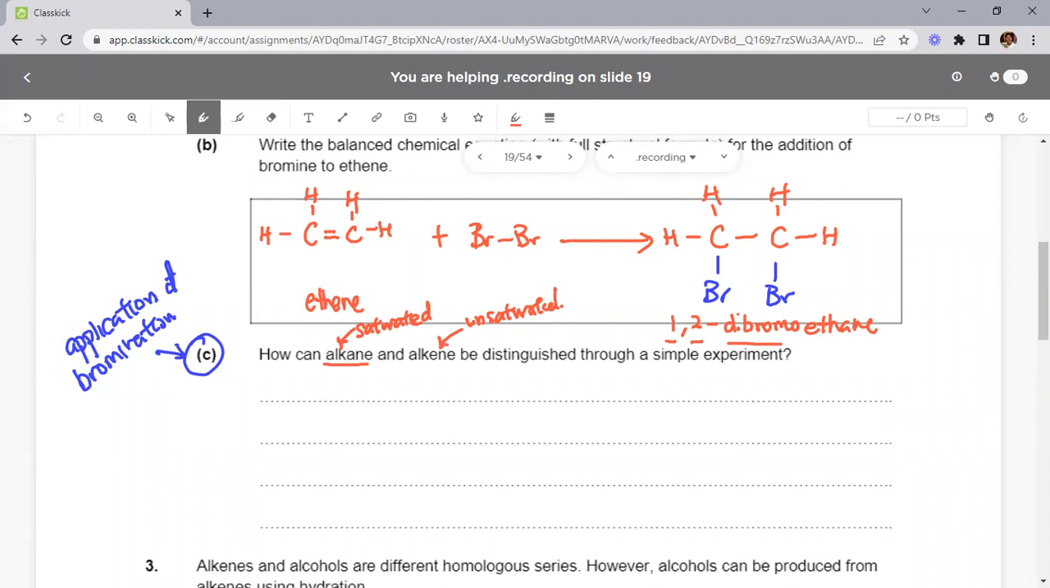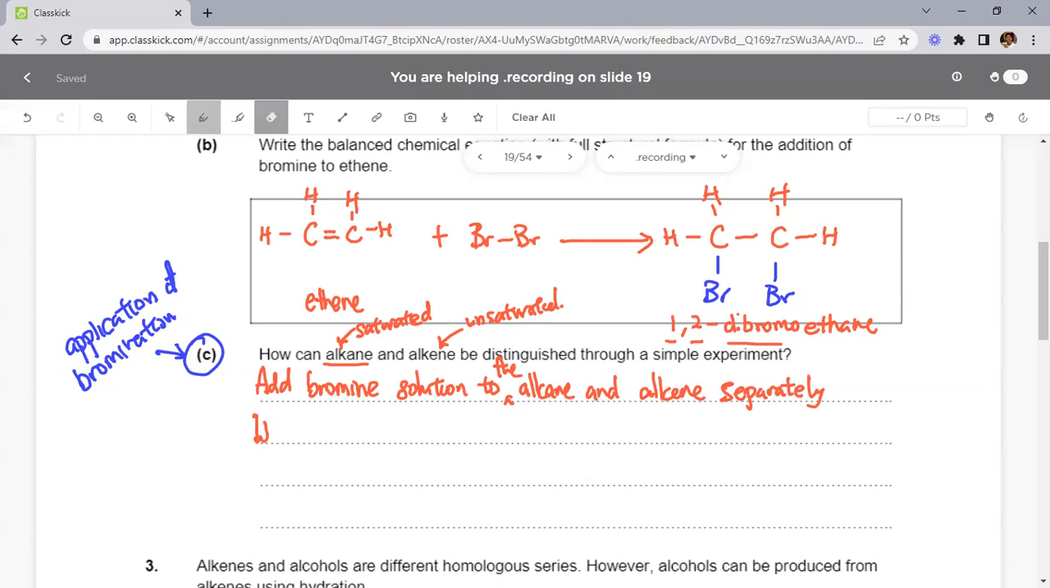Key idea, bromination. So I'm going to add bromine solution to the alkane and alkene separately. Okay. So now what's going to happen? For alkane, for alkene. Okay, we're going to start with alkene first.